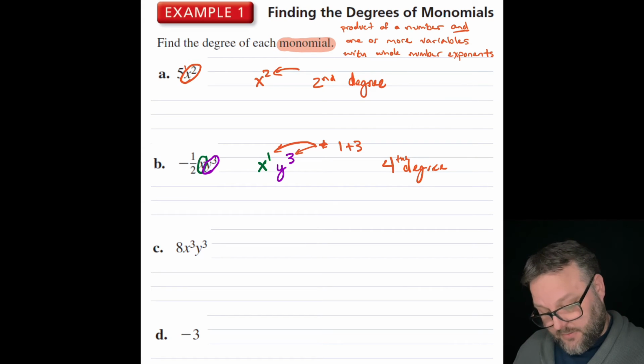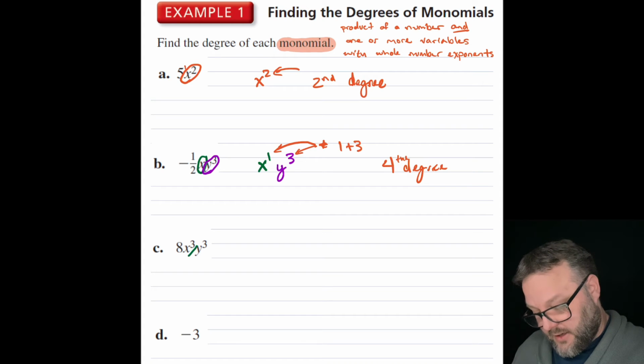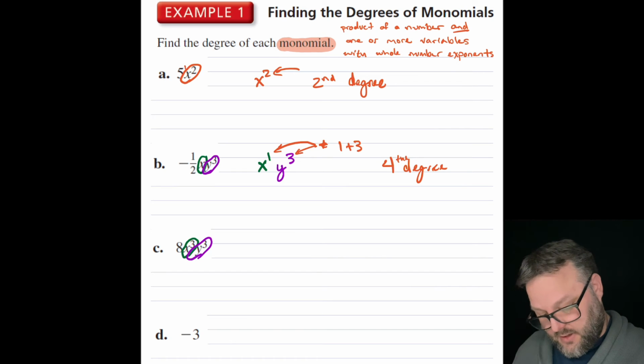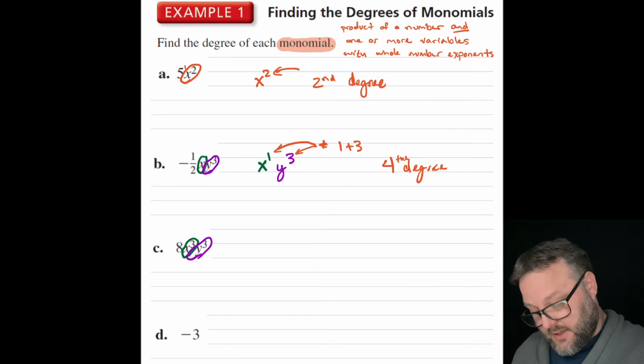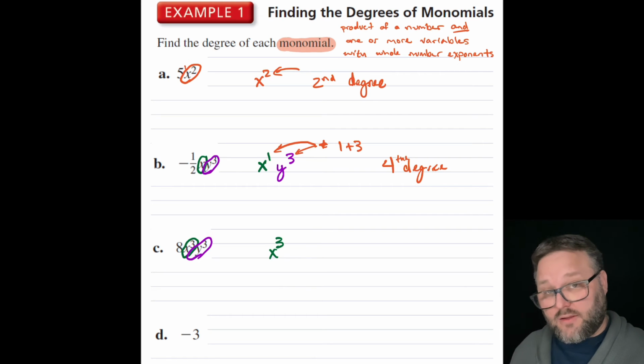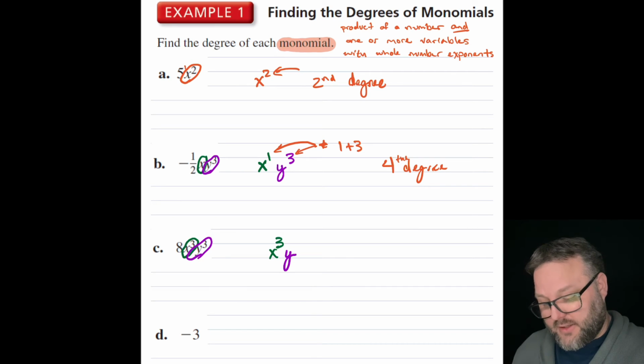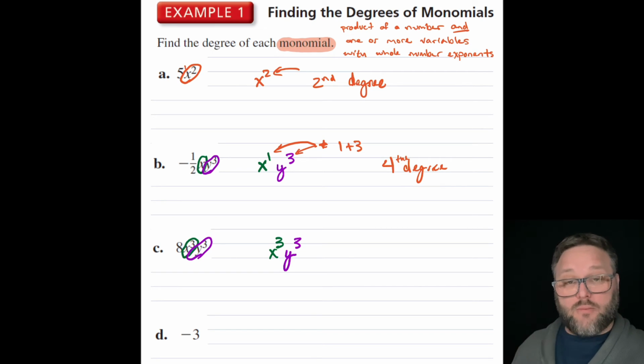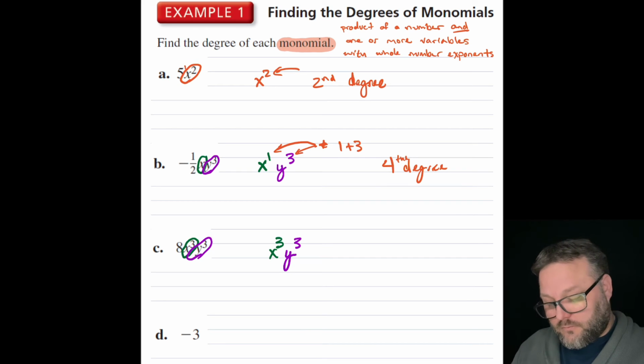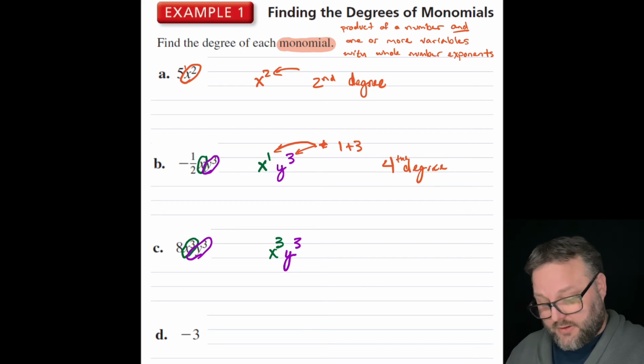Now we're going to do the same thing down here and recognize that here's x to the third. Here is y to the third. So when I rewrite those, I forget about the 8. To find the degree, I'm forgetting about that coefficient. I don't care about it when I'm just trying to decide what degree monomial I'm dealing with. So I'm going to look at this 3 here, and this 3, and I'm going to say that's 3 plus 3 equals 6. So this is a 6th degree monomial.